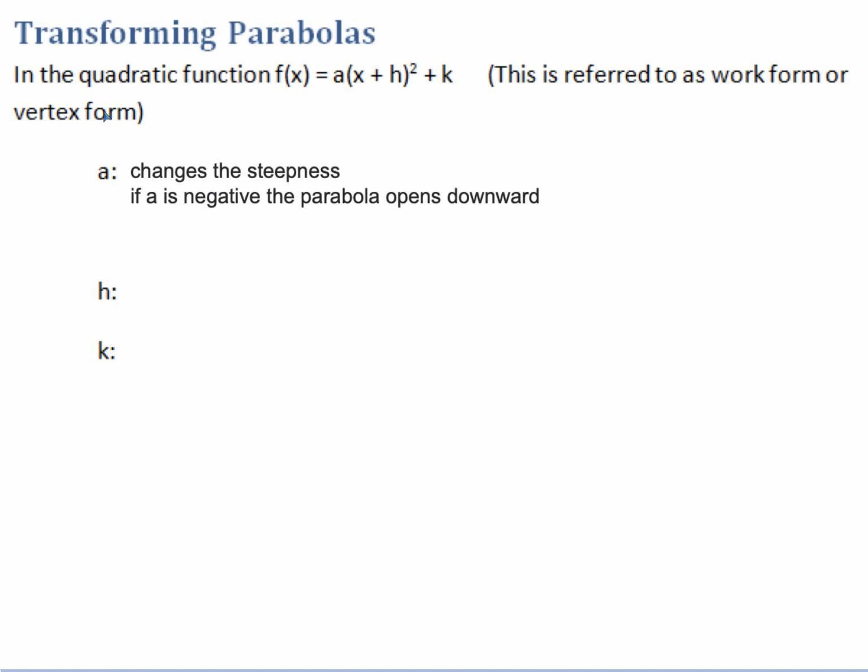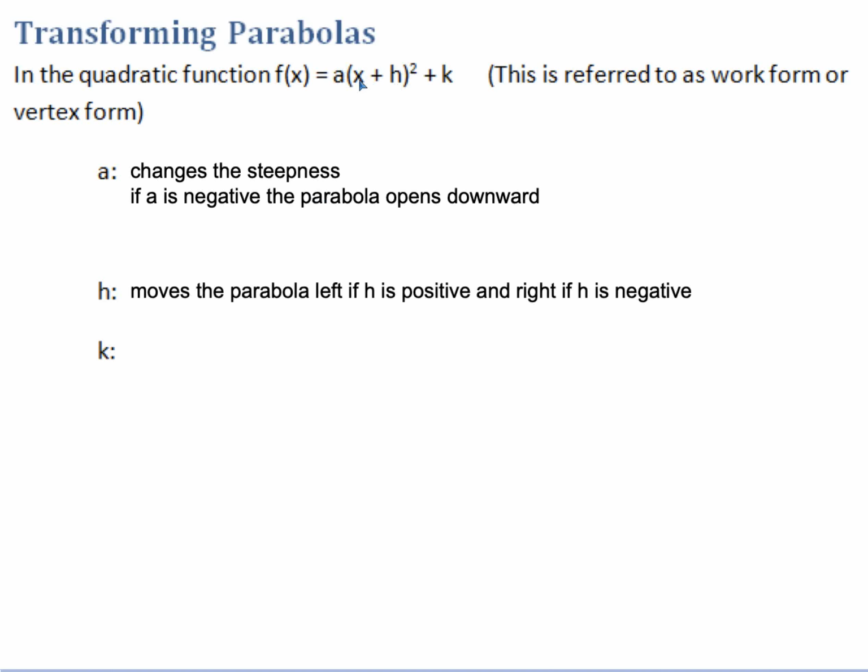a, right here, changes the steepness. If it's larger than 1, it will get steeper. If it's between 0 and 1, it gets less steep. And then if a is negative, it flips it, so it opens downward.